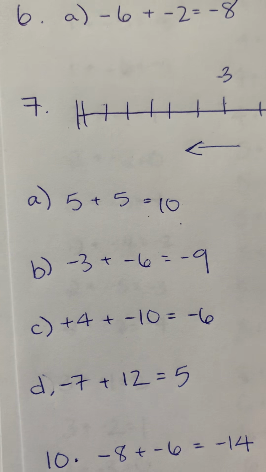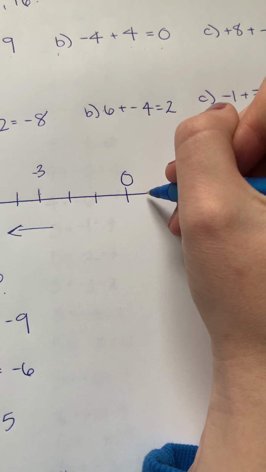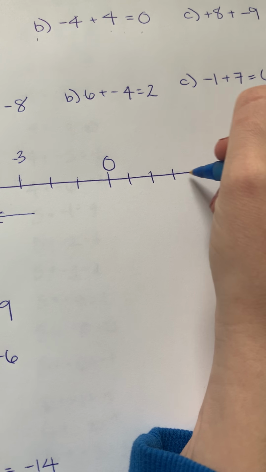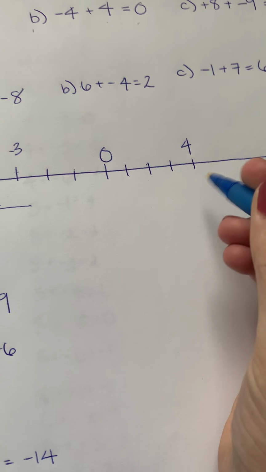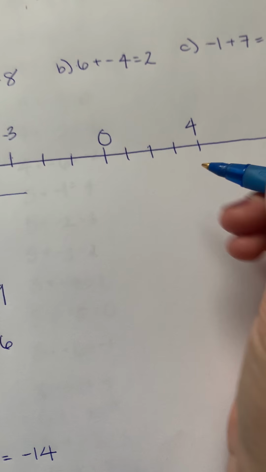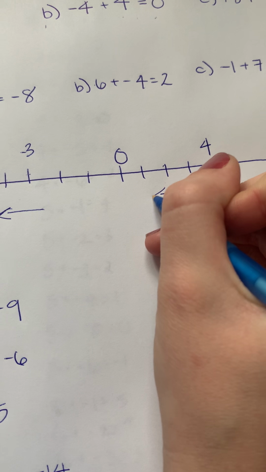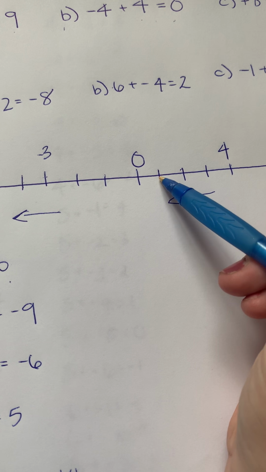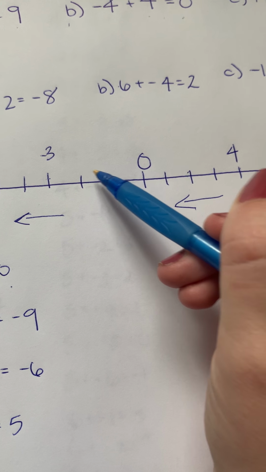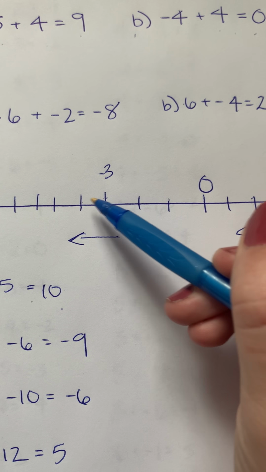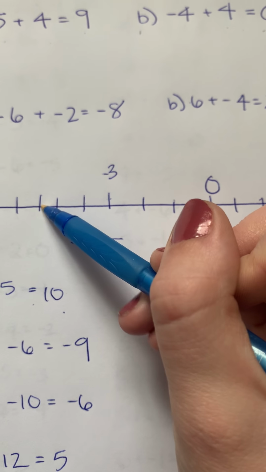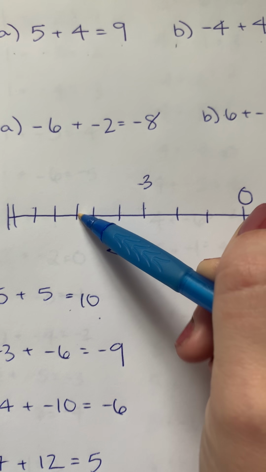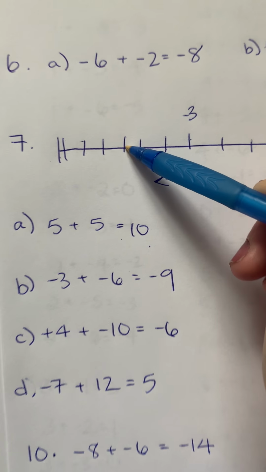For C, I have positive 4. 1, 2, 3, 4. And I need to add a -10. So that means, again, I need to go to the left. So I'm just going to move over 10. 1, 2, 3, 4, 5, 6, 7, 8, 9, 10. So I can see that would get me to -6.